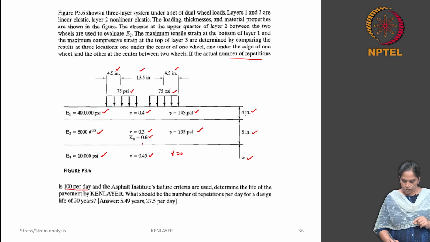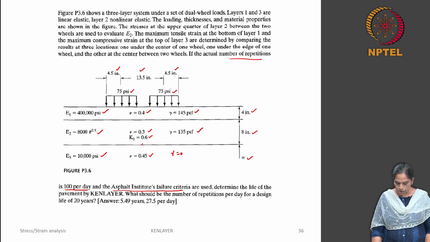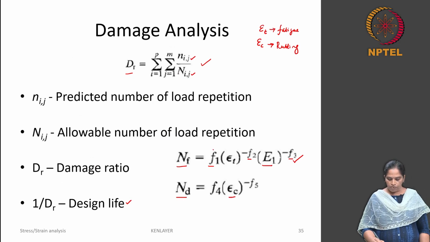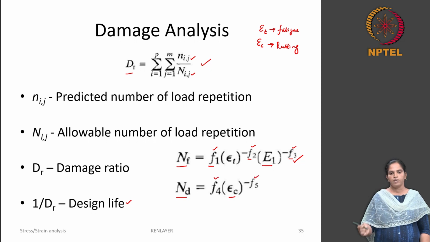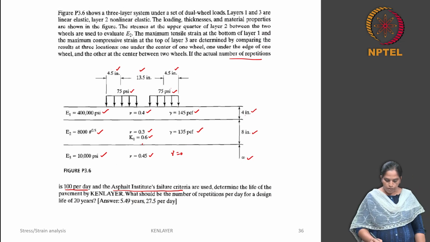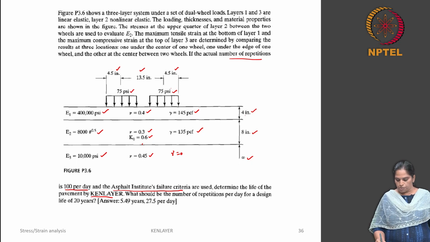And we will use the Asphalt Institute failure criteria for computation of a damage analysis. It means if we are using the Asphalt Institute failure criteria, we have these equations. So the values F1, F2, F3, F4, F5 are constants, which we will take from the Asphalt Institute failure criteria here. Now determine the life of the pavement by KENLAYER, and we will also find out what the number of repetitions of this load should be for a design life of 20 years.